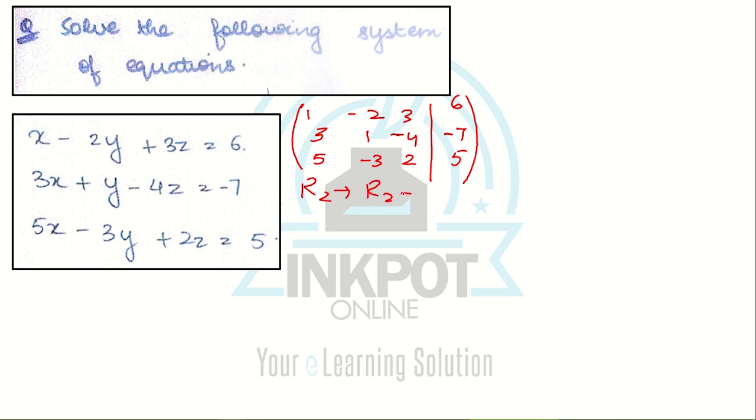R2 goes to R2 minus 3 R1. So you have 1, minus 2, 3, 6. Then 3 minus 3, which is 0; 1 minus minus 6, which is 1 plus 6, which is 7; minus 4 minus 9, which is minus 13; minus 7 minus 18, which is minus 25. And the third row stays 5, minus 3, 2, 5.